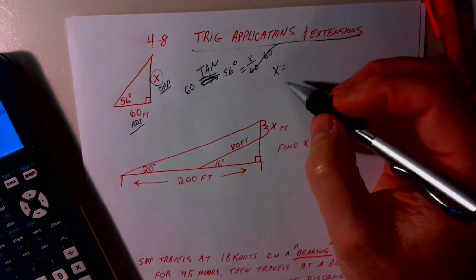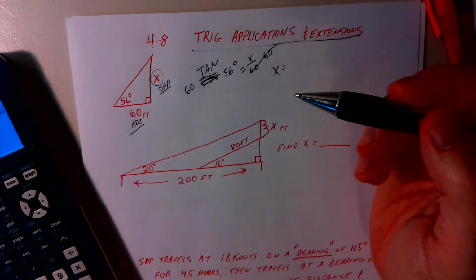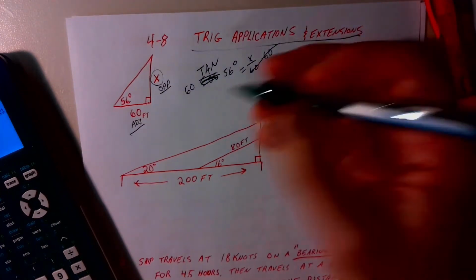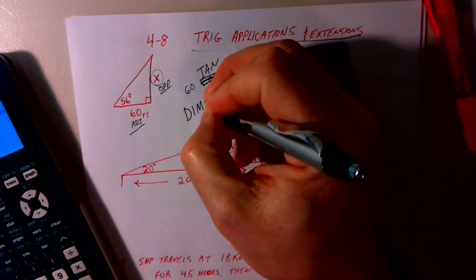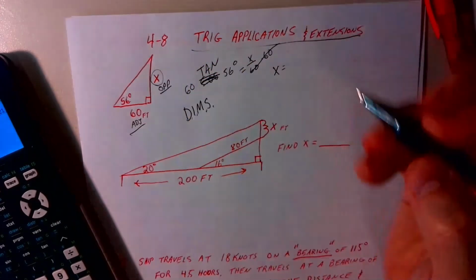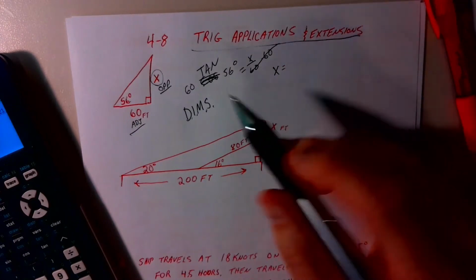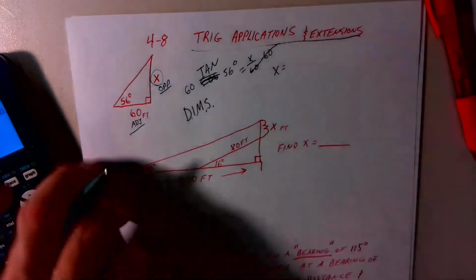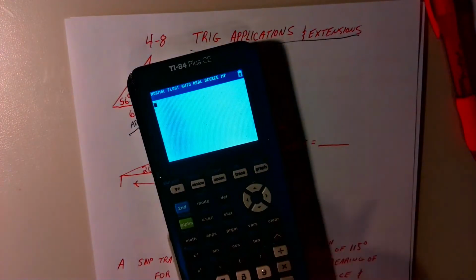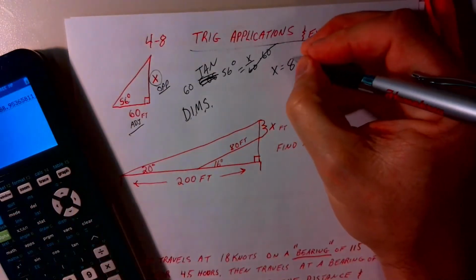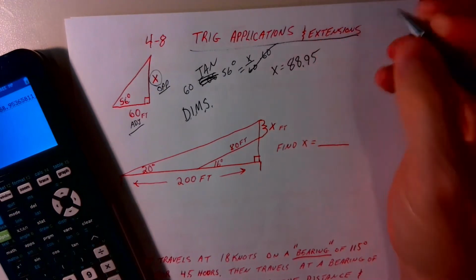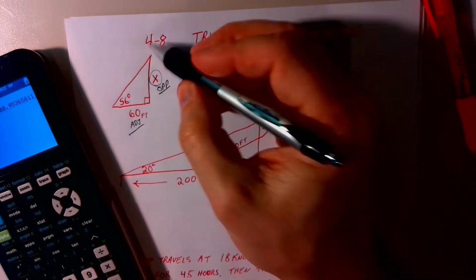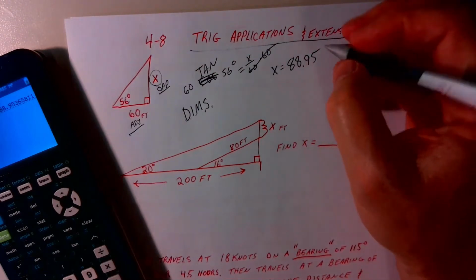So there are a couple different things that you can mess up when you're going along with these, and those are the things that I want you to be able to get. Remember, I've been preaching this since day one: does it make sense? So let's try it with this one. 60 tangent of 56. I get 60 tan 56, hit enter, and I get 88.95, and that looks like a winner to me. If that's 60, that should be longer than that, 88.95 feet.